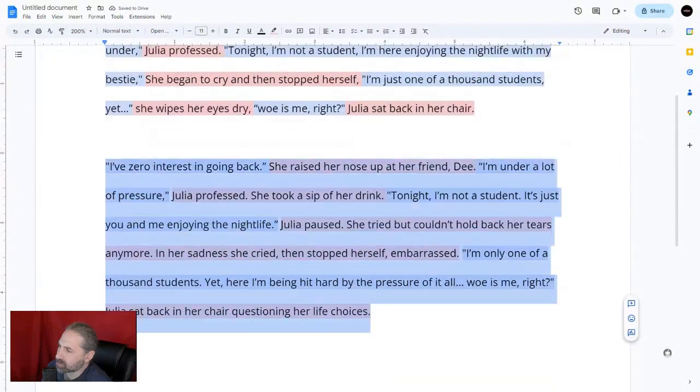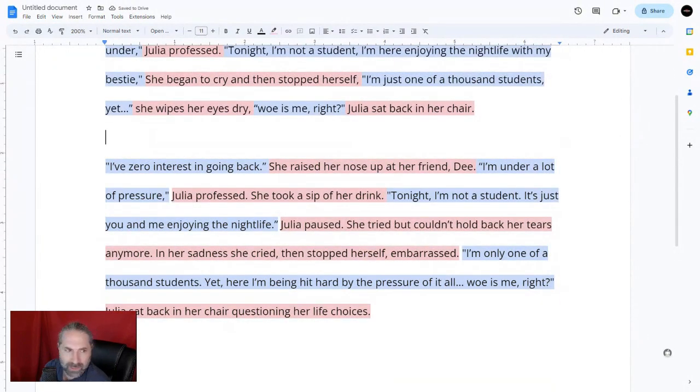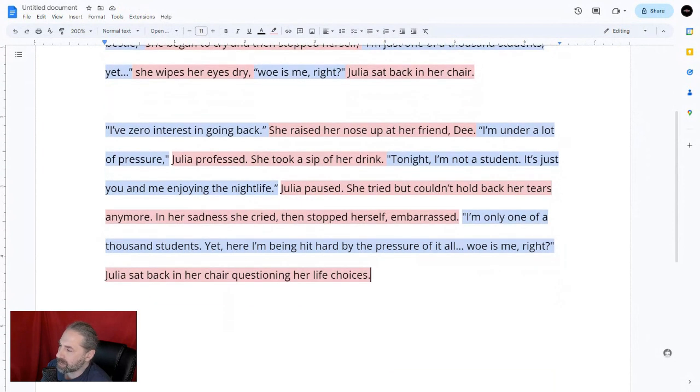So, what is the big difference between this and this? Well, in this bad version, the reason it doesn't flow right is there's a lot of telling and justifying choices. Pause. She tried, but couldn't hold back her tears anymore in her sadness. Why do we have to know that in her sadness she cried, then stopped herself embarrassed? We don't need that information. It jolts the flow. It takes us out of the moment, and you want it to flow.